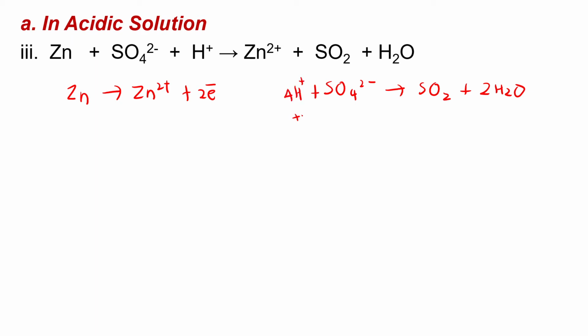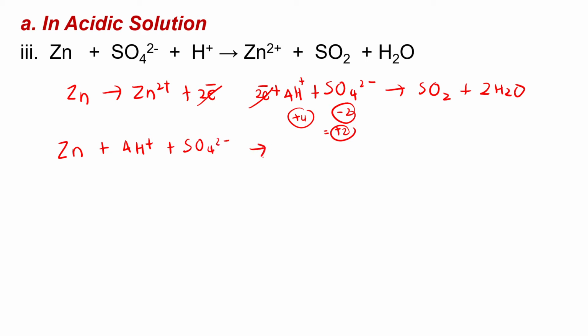So here positive 4, negative 2. So overall is positive 2. So here is 0. So we add 2 electron on your left hand side. Okay, because number of electron is equal, so we just total up the two half equations. So overall equation should be zinc plus 4H plus plus SO4 2 minus produce zinc 2 plus plus SO2 plus 2H2O.